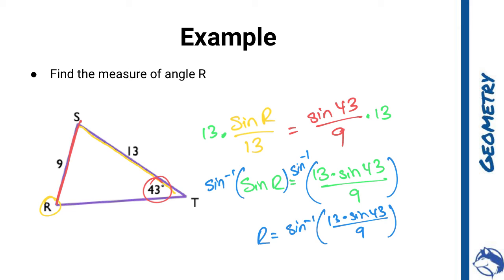And what I do is I enter that in straight on my calculator like that. So inverse sine of 13 times the sine of 43, close that parenthesis, divided by 9, close the parenthesis. And so for this, I get R is equal to 80.1 degrees.